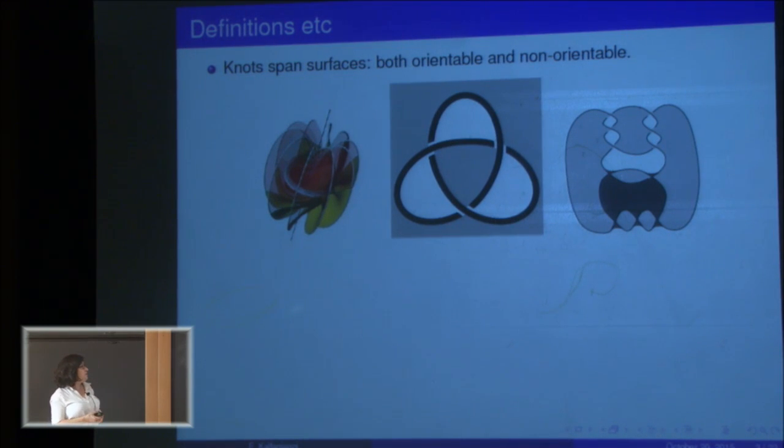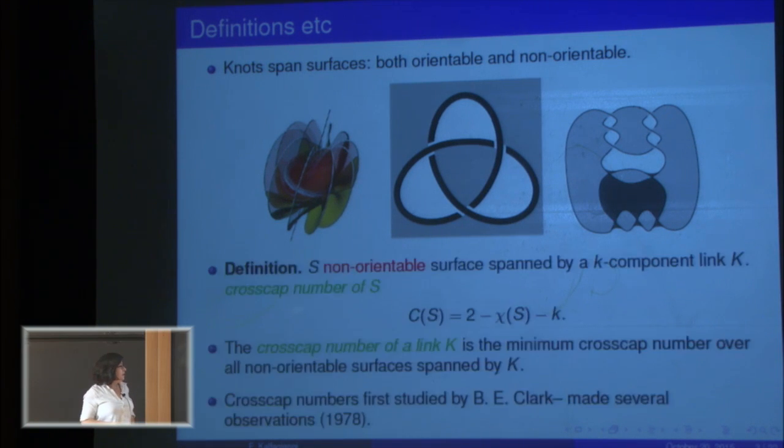Okay, nodes span surfaces, and they span both orientable and non-orientable surfaces. As a matter of fact, if I give you an orientable one, you can always obtain a non-orientable one by adding a half-twisted band to the boundary, right? So the non-orientable genus is defined here: I'm going to be looking for the smallest genus over all non-orientable surfaces, and it is defined that way: 2 minus the Euler characteristic minus the number of components for a link.